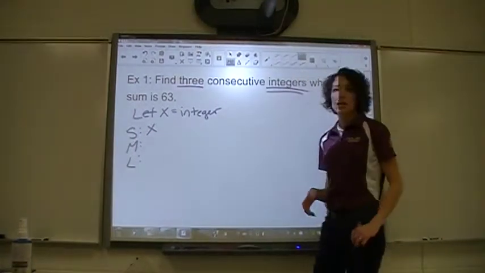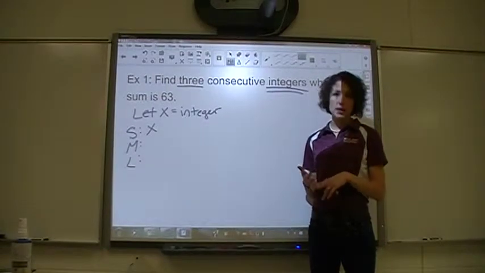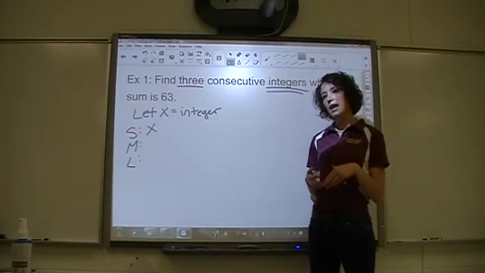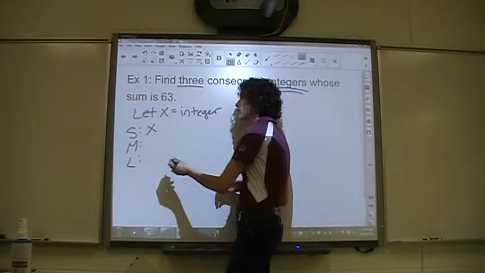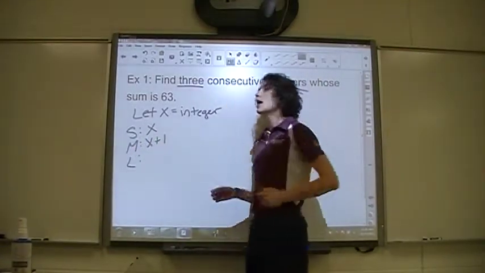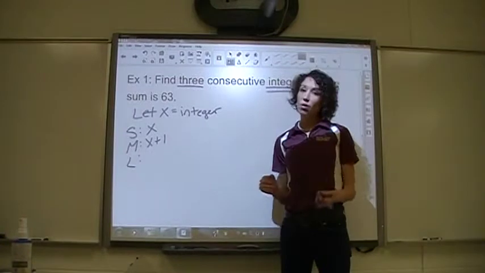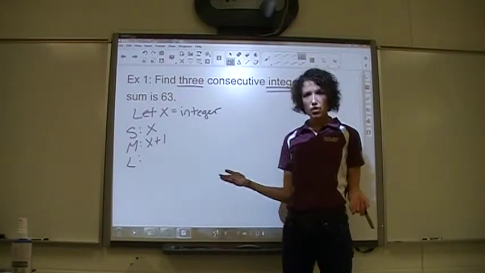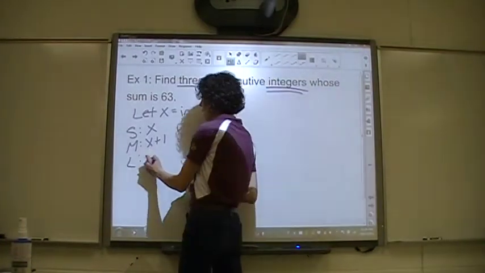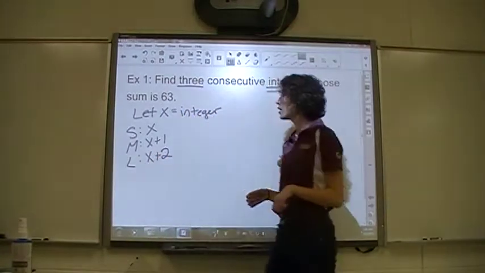Now your medium. If you think about like 4, 5, and 6, so to get from 4 to 5, you just add 1. So that means our medium would be x plus 1. Now, because our small would have been 4 in that case, to get from 4 to 6, you would add 2. So that means that we would have x plus 2 for our large.